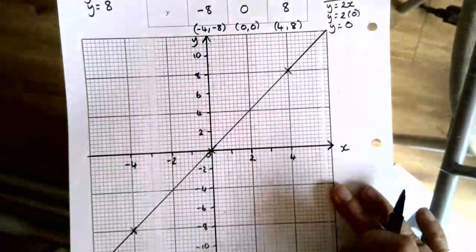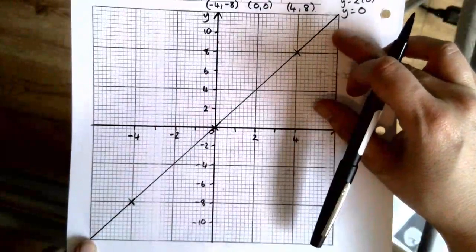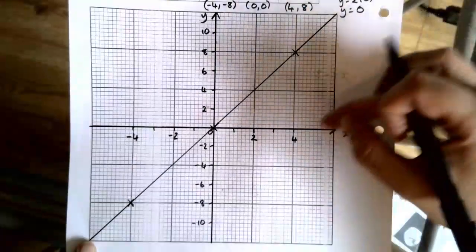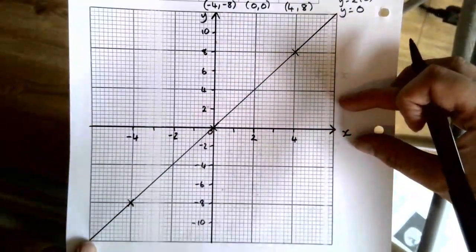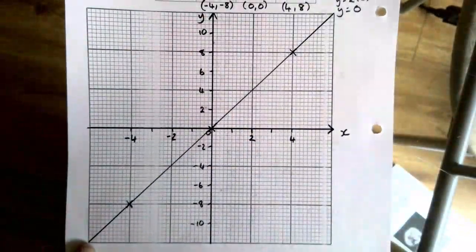Now, another good habit to get into is to always extend your line as far as you can on your paper. So in your classwork book, I would really just extend it to however far your axes go out. On this, in our notes, I just extend it to the edge of the graph paper.